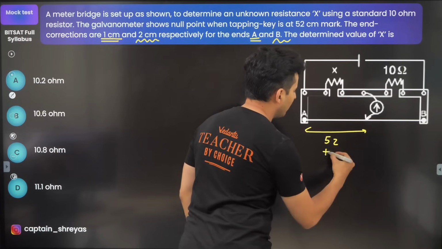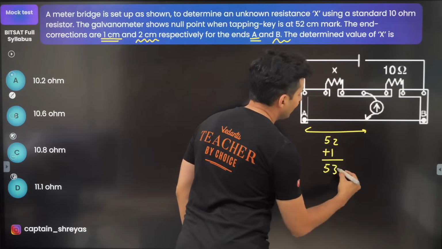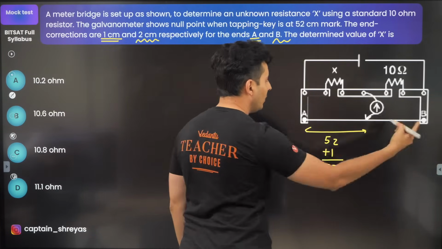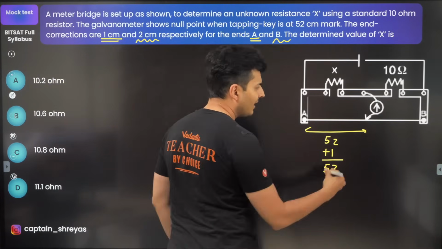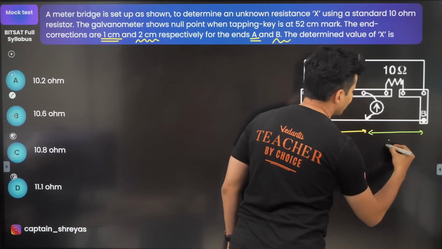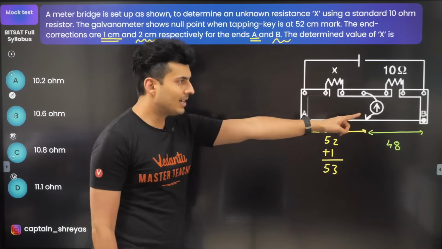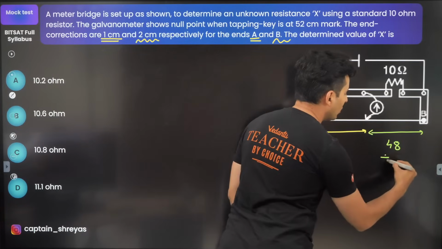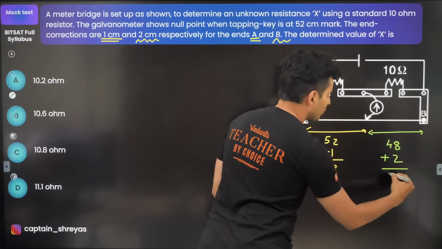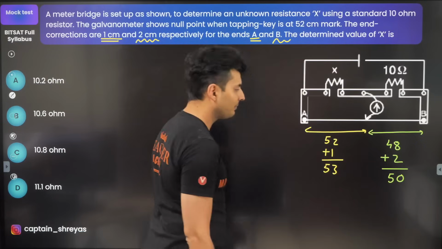So you need to add +1 over here. So the effective length will be 53. Now this is a 1 meter wire or 100 centimeter wire. So the remaining length is obviously 48. But there is an end correction at point B, which is 2 centimeters. I need to accommodate that as well. So this will become 50.